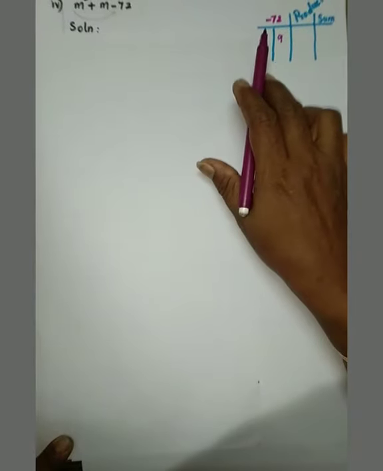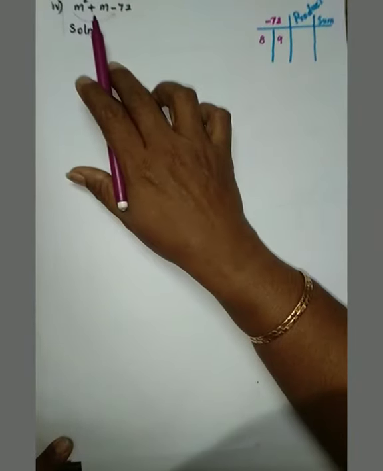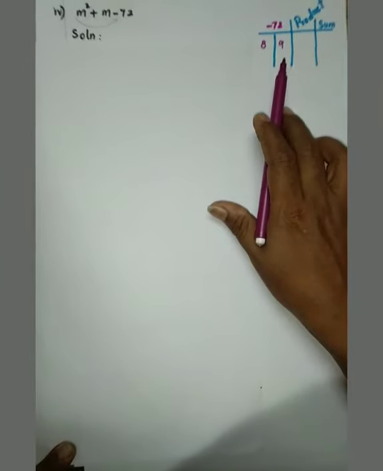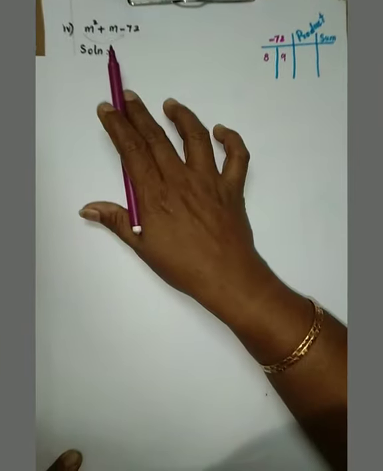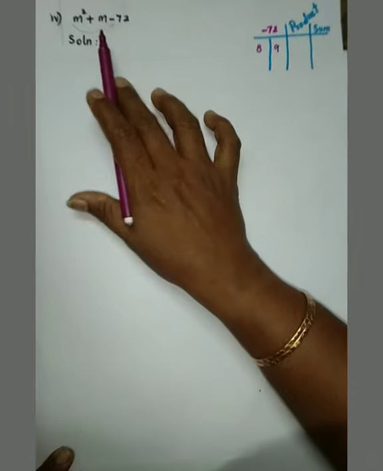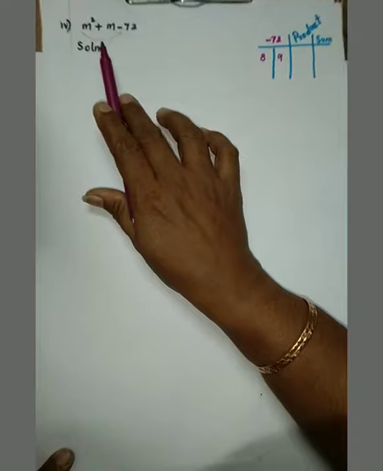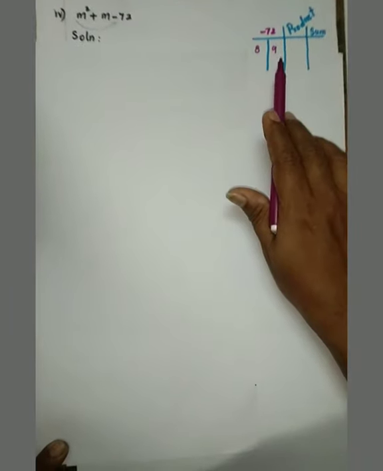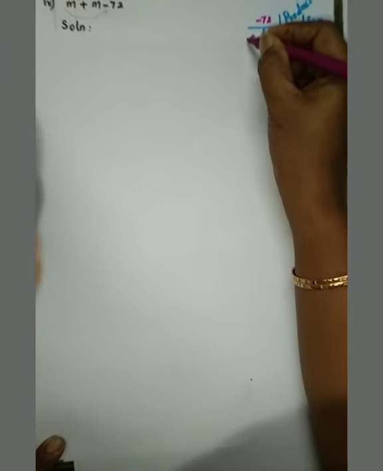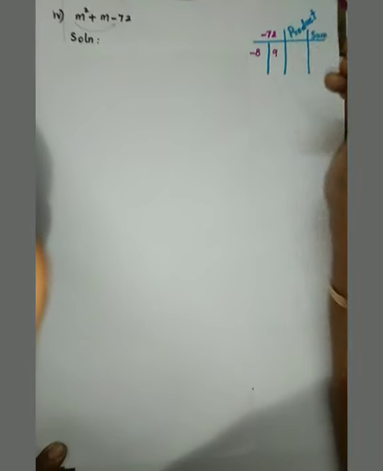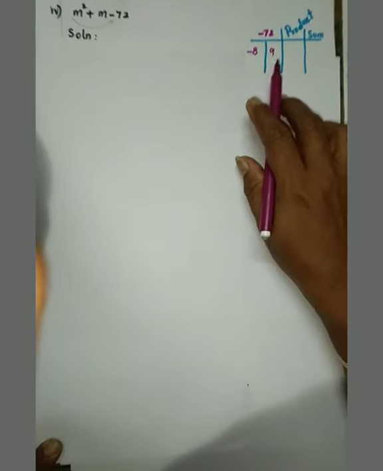Here it is minus 72, and look, the middle term is plus. If the middle term is plus, the greater number should be plus. The remaining term will be minus. So here the smaller number is 8, so this should be minus, and the greater number should be positive.